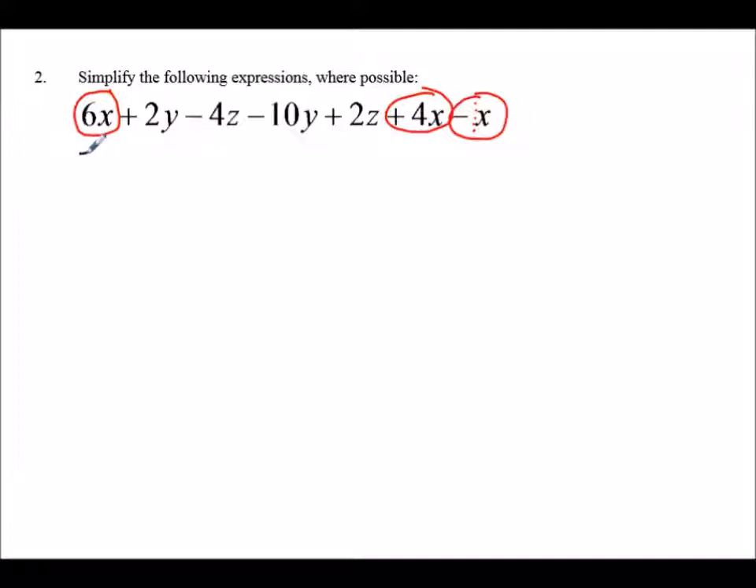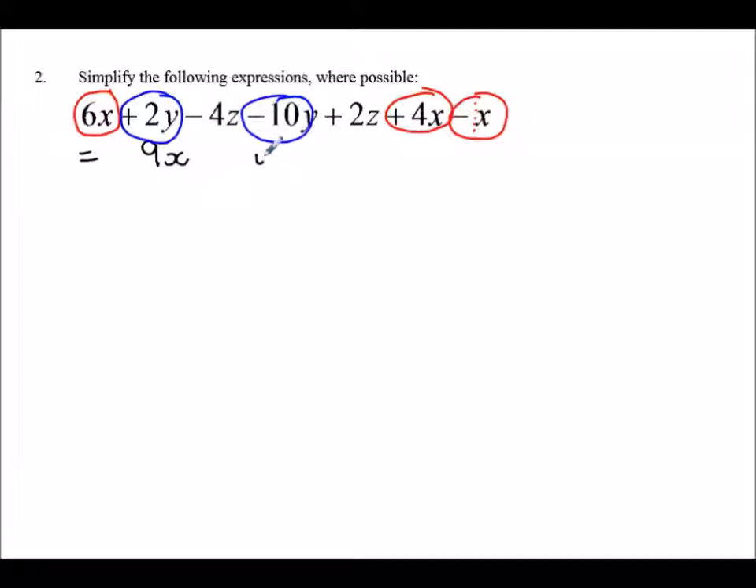So I'm going to gather my x terms together. I write down my x, my surname, and now I'm going to apply the laws of integers. So 6 plus 4 is 10. 10 minus 1 is 9. So this will be 9x. I go and look at the next one in my expression. I have a 2y term. Here I have a negative 10y term, and that is the sum total of my y terms.